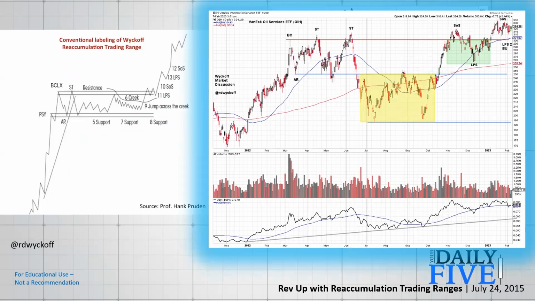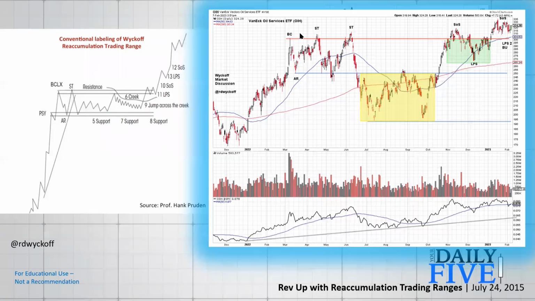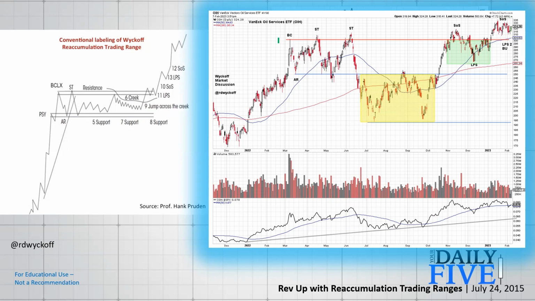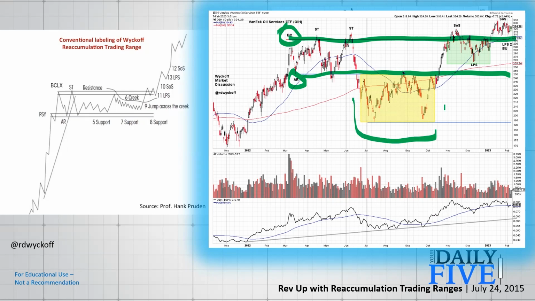Here is the OIH daily. We just looked at the weekly. On the daily chart, here's our buying climax right here. Then the automatic reaction, support, and resistance. Something that happened here is that you had a sharp breakdown below the support level, and it stalled here. It looks like a minor accumulation type structure, and then it came back up into this structure and used support and resistance to continue to build its cause.